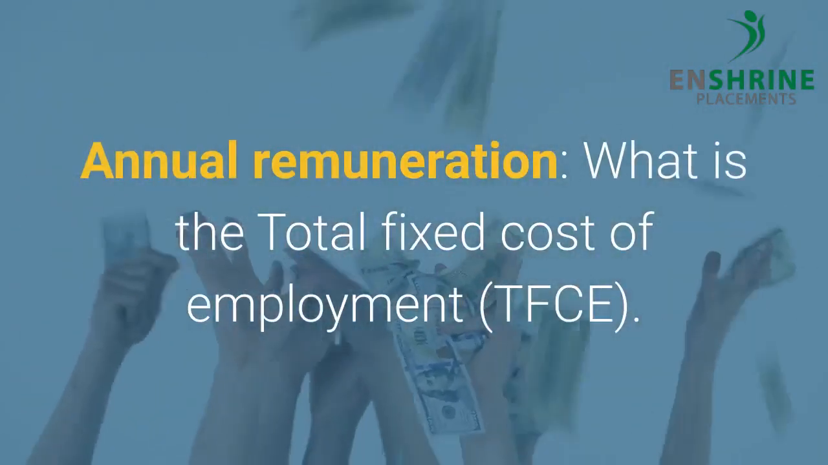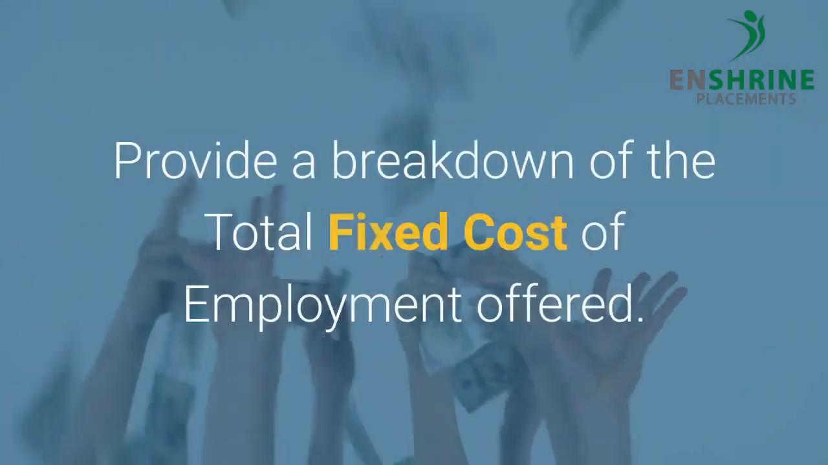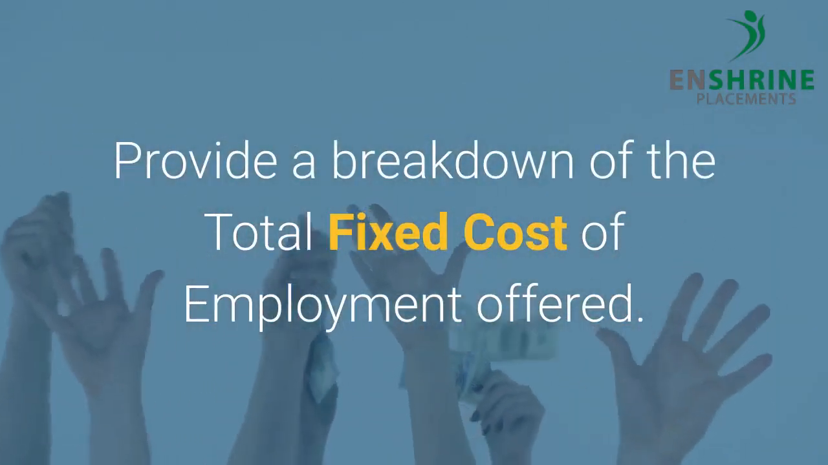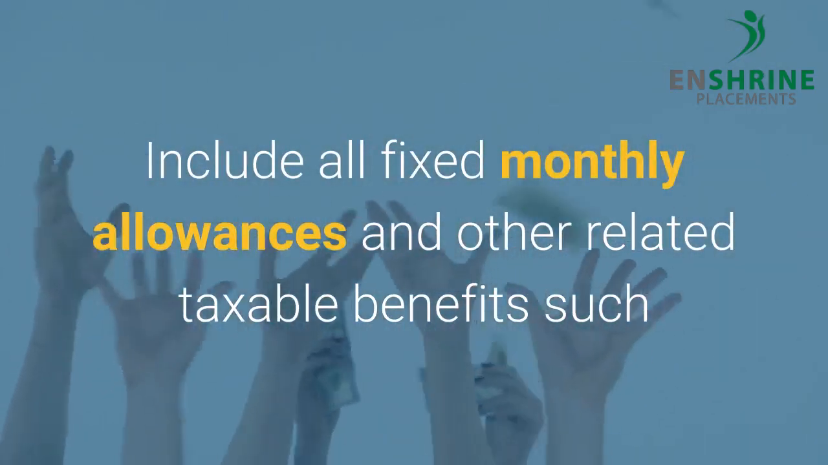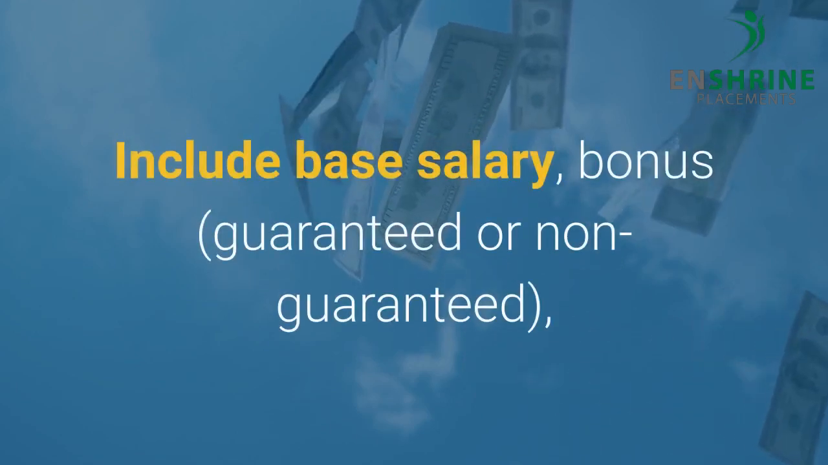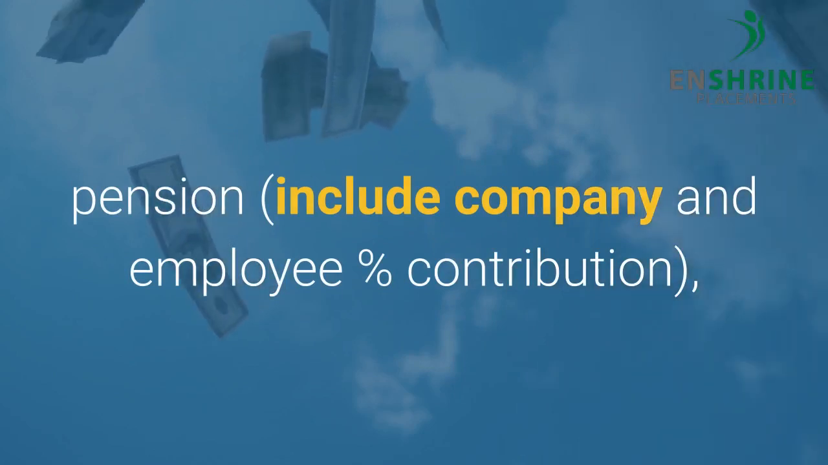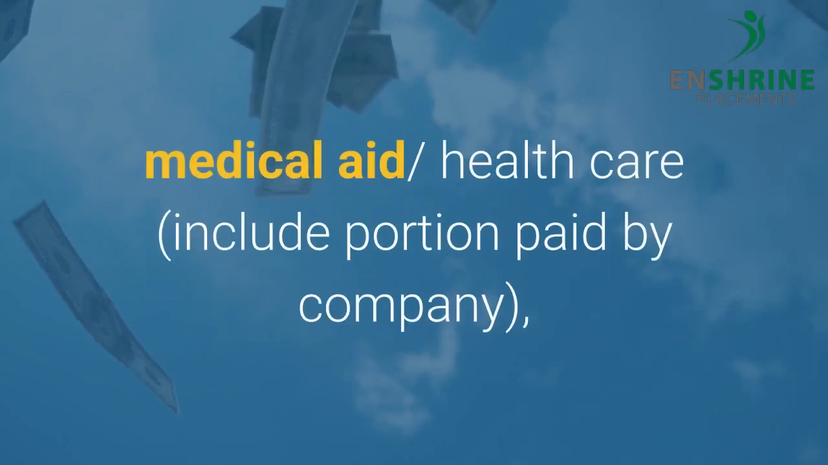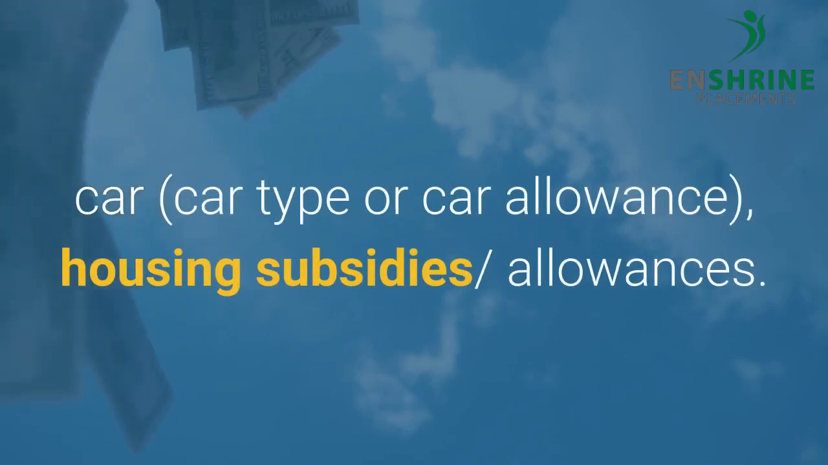Annual remuneration: what is the total fixed cost of employment, TFCE? Provide a breakdown of the total fixed cost of employment offered. Include all fixed monthly allowances and other related taxable benefits such as commission and on-target earnings. Include base salary, bonus, guaranteed or non-guaranteed, pension, include company and employee percentage contribution, medical aid, health care, include portion paid by company, car type or car allowance, housing subsidies, allowances.